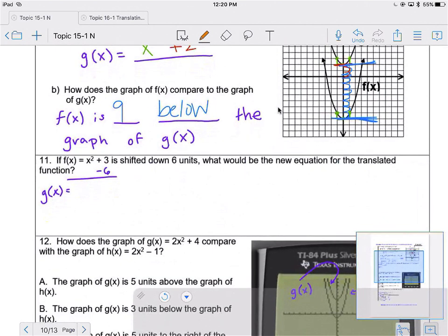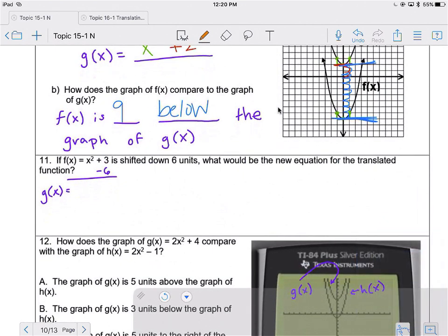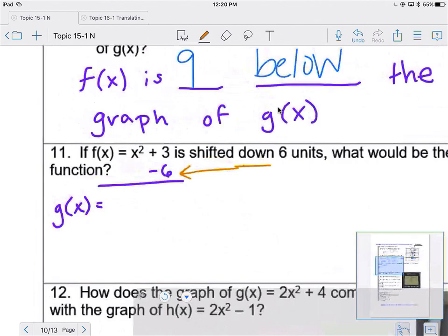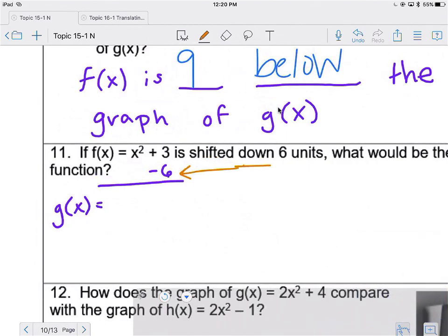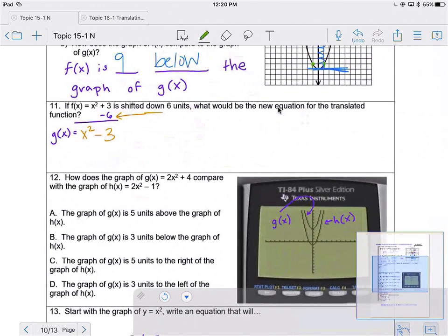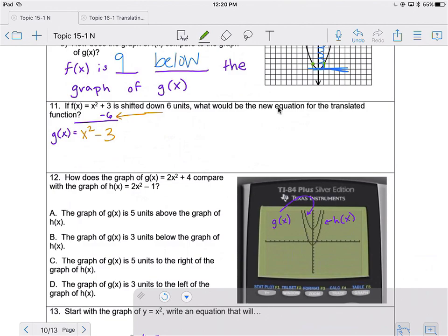Problem 11 says that if f of x equals x squared plus 3 is shifted down 6 units, what would be the new equation for the translated function? We know that going down means put a negative in front of it, so we are subtracting 6 from where we're starting because we're going down 6 from the original graph. There is no change with the x squared because it doesn't say reflect, stretch, or compress. And 3 minus 6 is -3, so that would be my new equation, shifted down 6 units from the original function, not from the vertex.